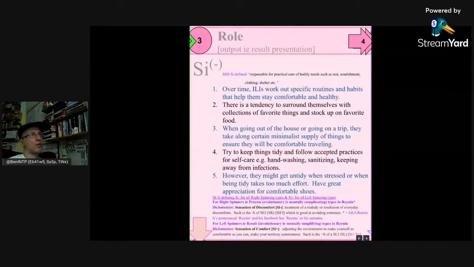When going out of the house or on a trip, they take a certain minimalist supply of things to ensure they're comfortable traveling. Comfortable, comfortable, comfortable. That word will keep coming up. Try to keep things tidy and follow accepted practices of self-care.